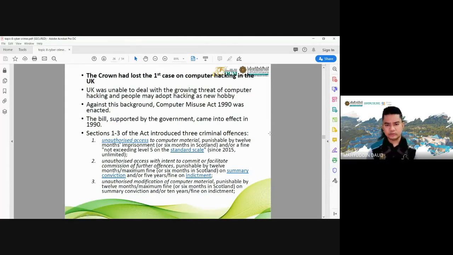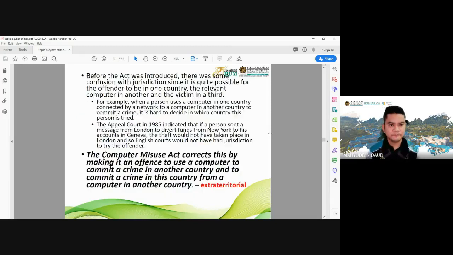So there was this growing threat of computer hacking, people were doing hacking as a new hobby. So the government felt that a new law was needed, and the Computer Misuse Act 1990 was enacted, and Section 1 to Section 3 was introduced. It introduced three criminal offences. First one is unauthorized access. Second one is unauthorized access with intent to commit a further offence. And Section 3, unauthorized modification of computer material. If you see the provisions, it's very similar to ours.